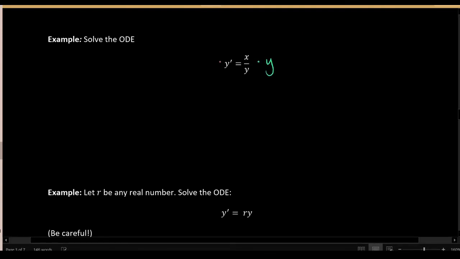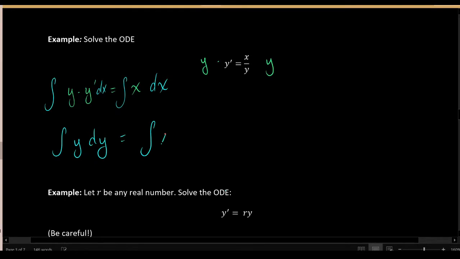So I'm going to move that y over by multiplying both sides by y. This is going to give me y times dy dx equals x. Now I'm going to take the integral of both sides with respect to x. But I'm going to transform that y prime dx into a dy. So on the left side, I'm going to integrate y with respect to y, and on the right side, I'm going to integrate x with respect to x.